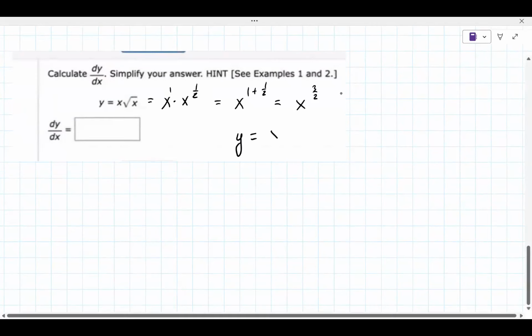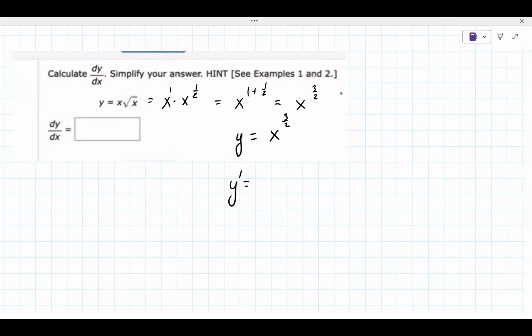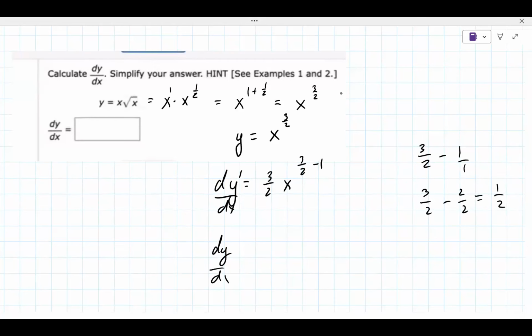Now you bring the exponent down. So the derivative, dy/dx, is 3/2 x to the 3/2 minus 1 power. To subtract 1, you make a common denominator, so it ends up being 1/2. So dy/dx equals 3/2 x to the 1/2 power. Okay, gotcha.